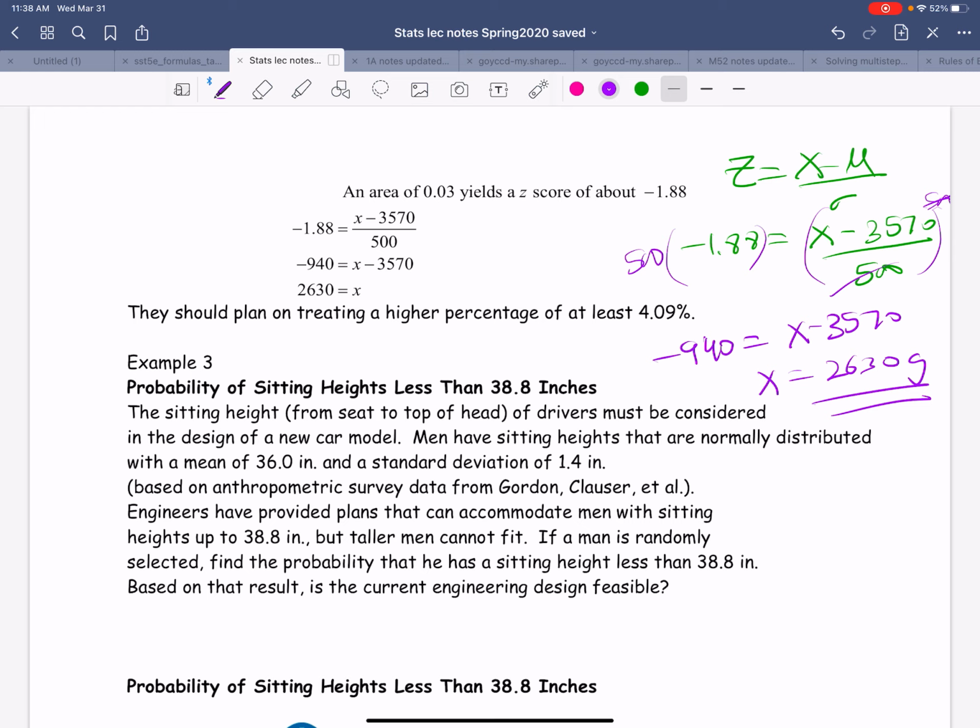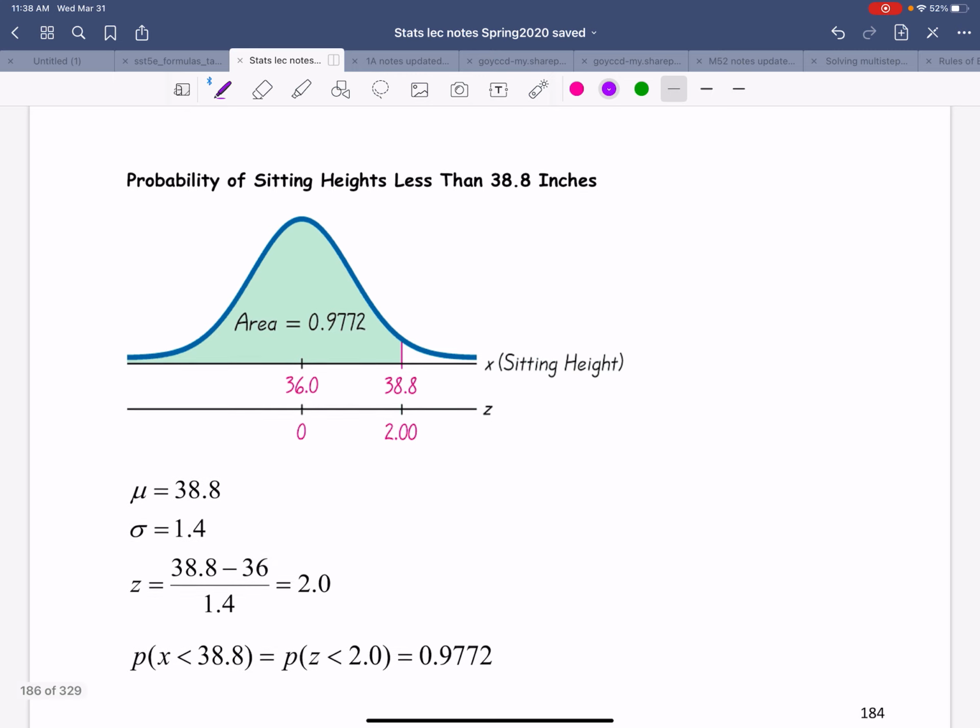Okay, they should plan on treating a higher percentage of at least 4%, because we saw in the last part of this problem that 4% of babies will fall in the range of unhealthy or low birth weight. Okay, example number 3.